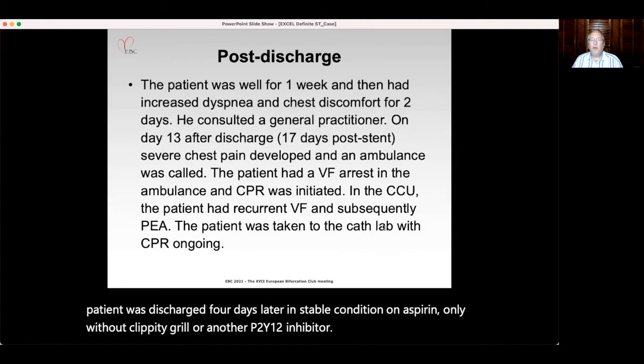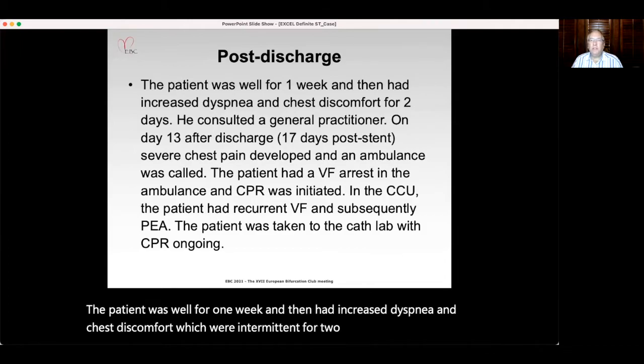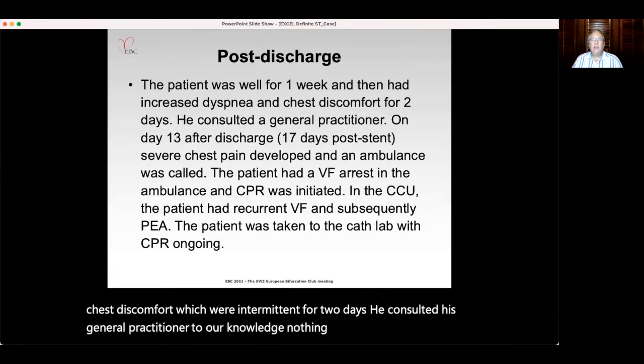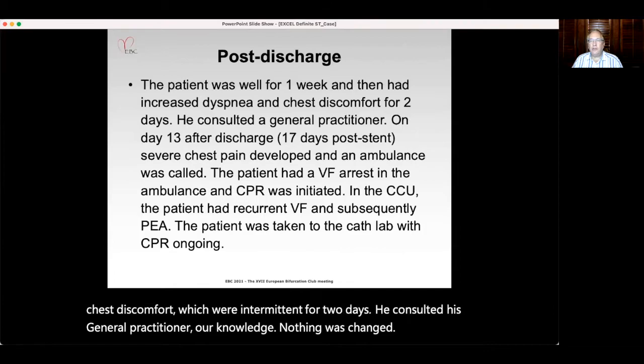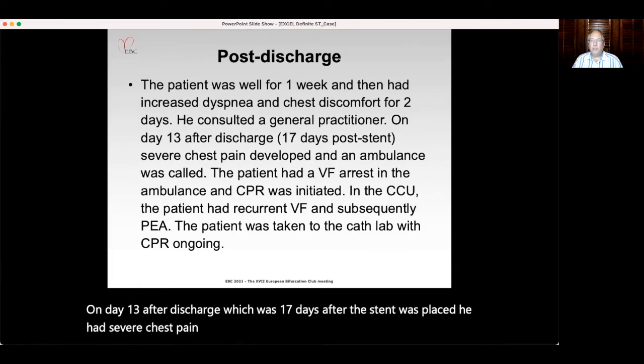The patient was well for 1 week and then had increased dyspnea and chest discomfort, which were intermittent for 2 days. He consulted his general practitioner. To our knowledge, nothing was changed. On day 13 after discharge, which was 17 days after the stent was placed, he had severe chest pain, marked dyspnea, and an ambulance was called.